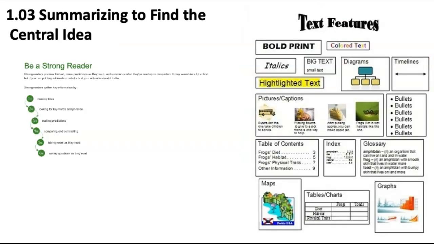Now, regarding text features, I told you in a previous lesson that we would be focused on this. Text features include bold print and any text that is a different color, and that really comes in since you're reading digitally. Things are put in a different color and you can hover over them to get more information. It's important that you don't just ignore that. Words in italics, big text versus small text, diagrams, timelines, highlighted text, and what we talked about before, the pictures and captions, the bullets, the table of contents, graphs, charts, maps, all of those are text features.